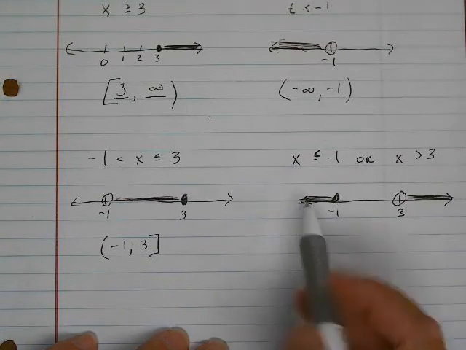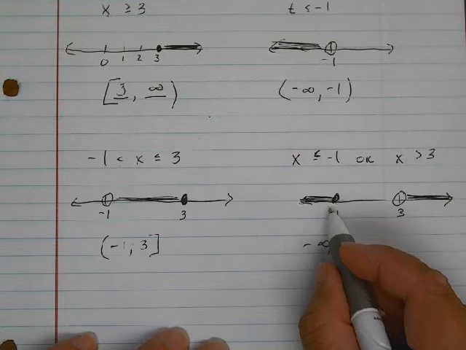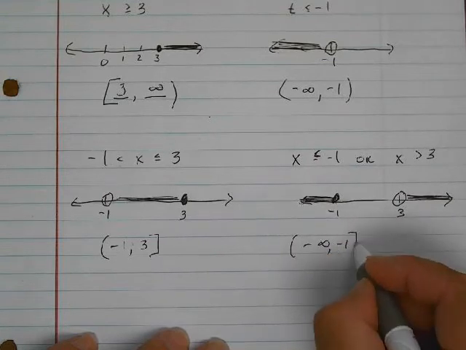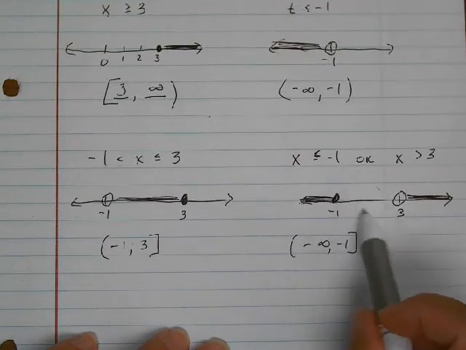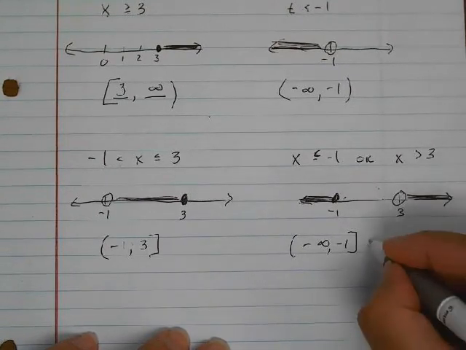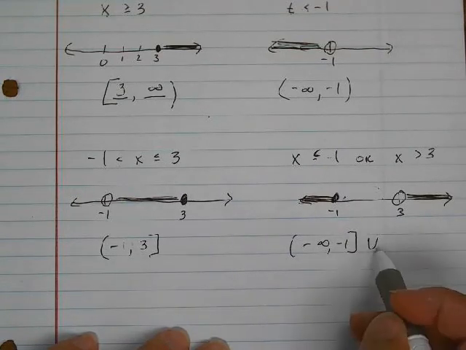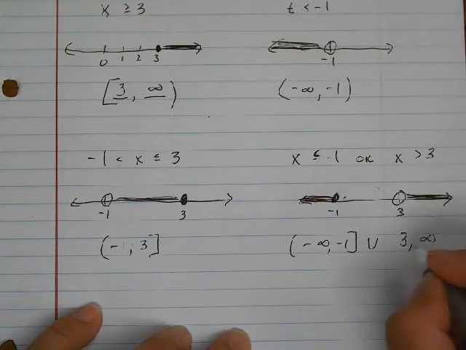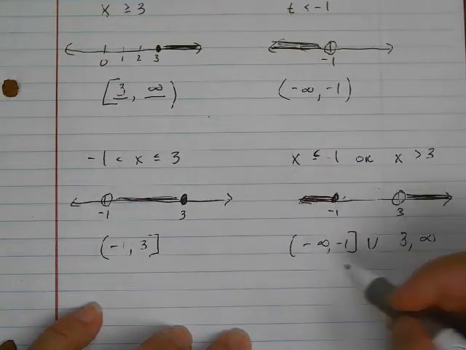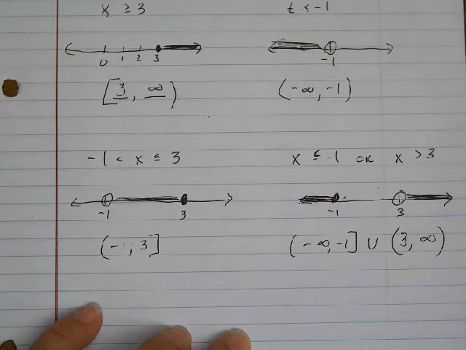The smallest value I have is negative infinity, and it goes to -1. Parenthesis here and bracket here because that's inclusive. Now there's some numbers in between here that we skip. So we're going to use the symbol that means or. So it's these or these. I'm going to start back up at 3 and go to infinity. This is actually called the union symbol. It's these numbers or these numbers. So this is going to be parenthesis and parenthesis.